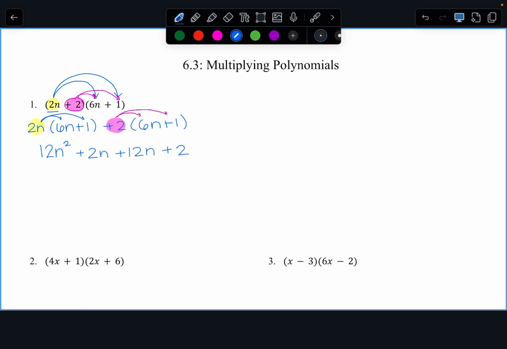Now, we have one more step though. These two have the exact same variable, so we can combine those pieces together. So we still have the 12n to the second, but now we have a positive 14n and a positive 2. Remember, when we're adding monomials together, we don't change the exponents, we only change the exponents when we're multiplying. Kind of makes sense?